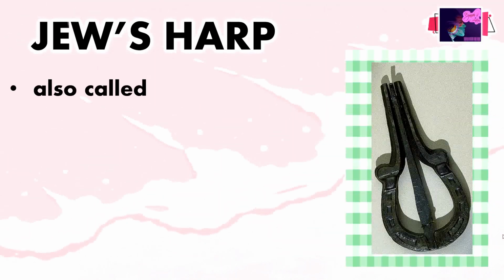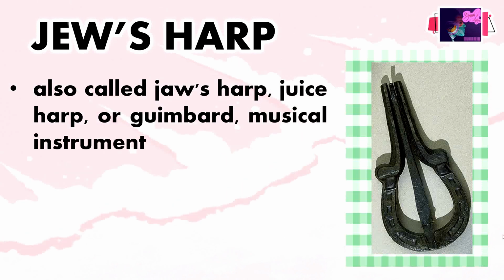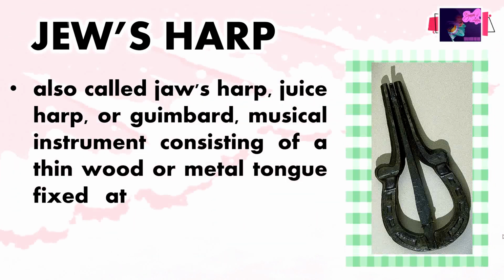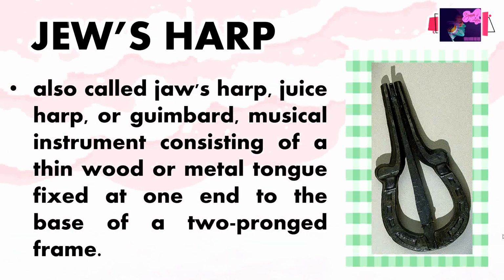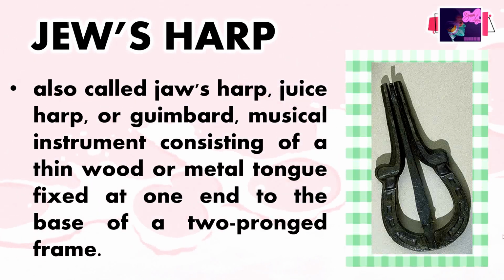Jew's harp, also known as jaw harp. The Jew's harp, or gambard, is a musical instrument consisting of a thin wood or metal tongue fixed at one end to the base of a two-pronged frame.